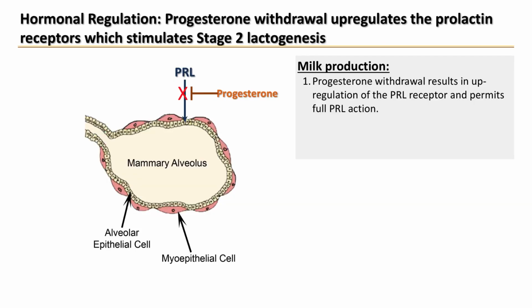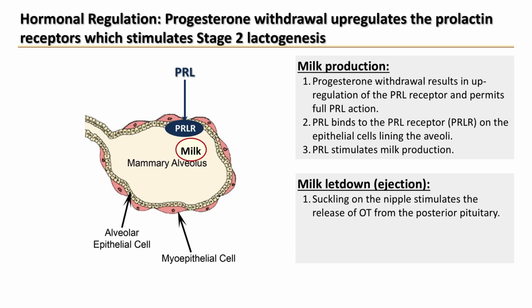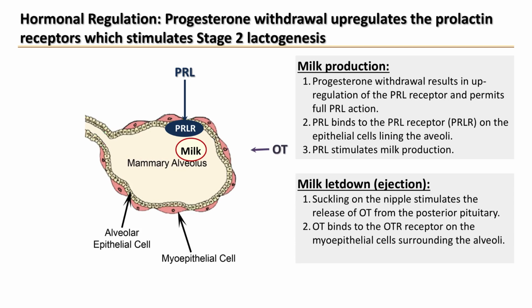So now that we've taken away progesterone, this relieves the block on prolactin to act. Prolactin, once it acts, is able to bind to the prolactin receptor on the epithelial cells lining the alveoli. This will directly lead to production of milk. Milk is going to be very high in lipid droplets. That milk is going to be stored in the alveolus. Now, once the infant suckles, this will stimulate the release of oxytocin from the posterior pituitary. Oxytocin will then bind to its receptor on those myoepithelial cells and induce contraction of the alveolus, which will lead to milk ejection.